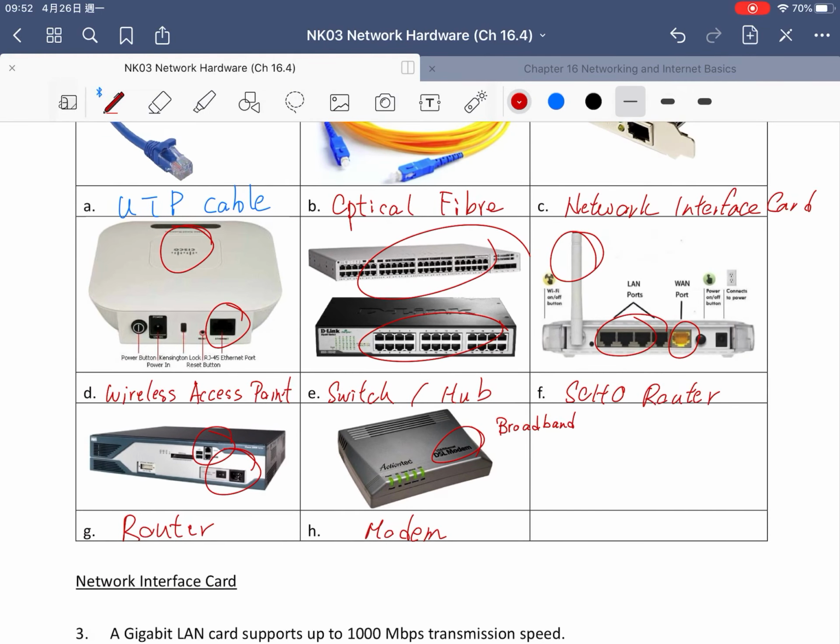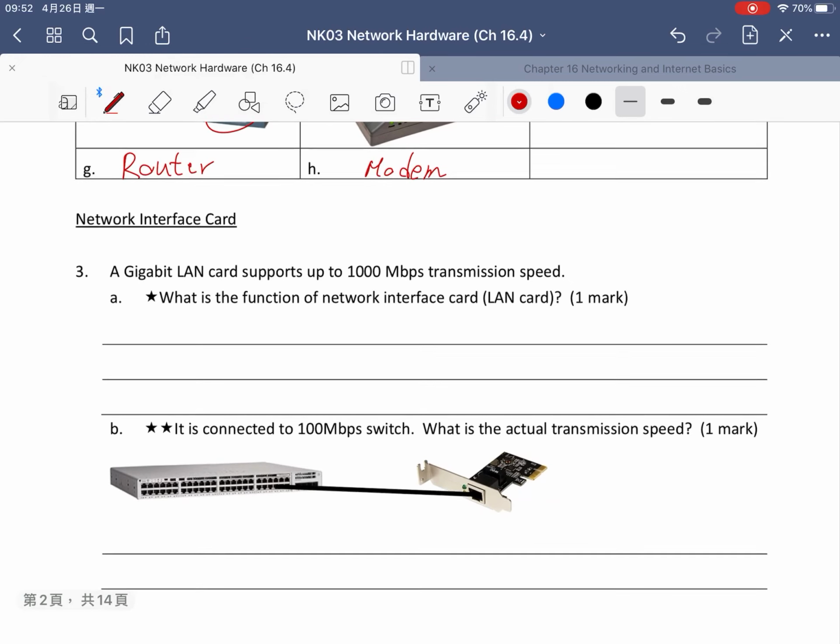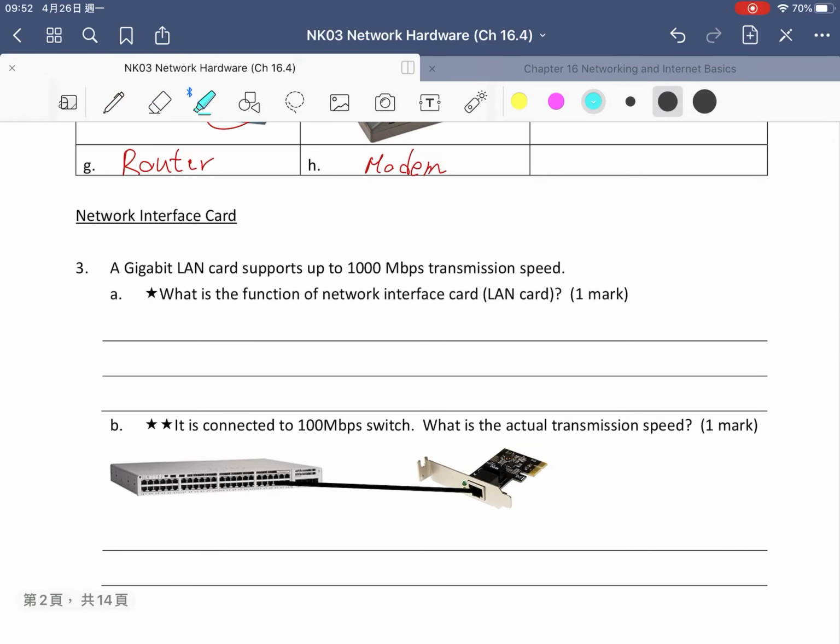So after you learn some network hardware and their appearance, I will go to the network interface card first. In this question, a gigabit network interface card supports up to 1,000 megabit per second. So what is the function of the network interface card? Okay, students, now take out the highlight pen and highlight the key idea of the question so that you can find out the answer easily. You don't make the mistake.